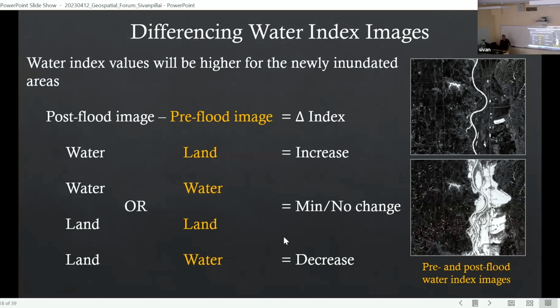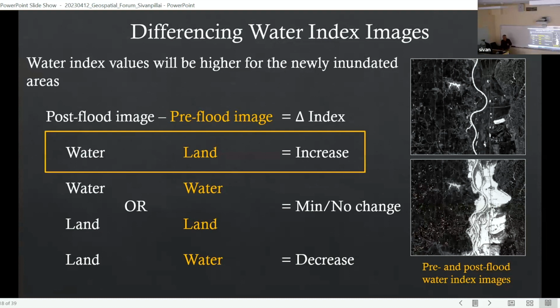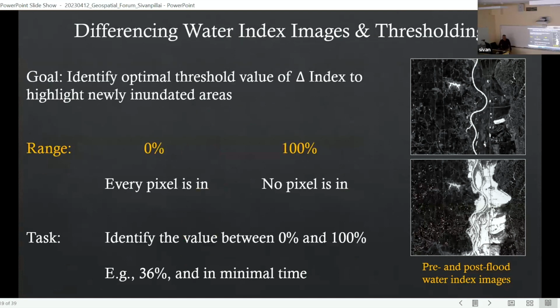It means they didn't change. And over here, it's the opposite change, where in the post-flood, it's land, whereas in the pre-flood, it's water. So if I subtract the value of those two indices, for this first case where it used to be land, now it's underwater, that index is going to increase. And that's why those areas appear white in color. So this can change between 0 and 100% increase.